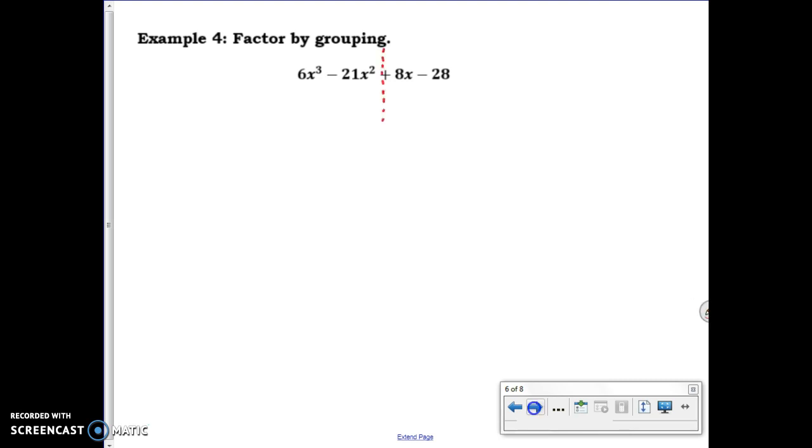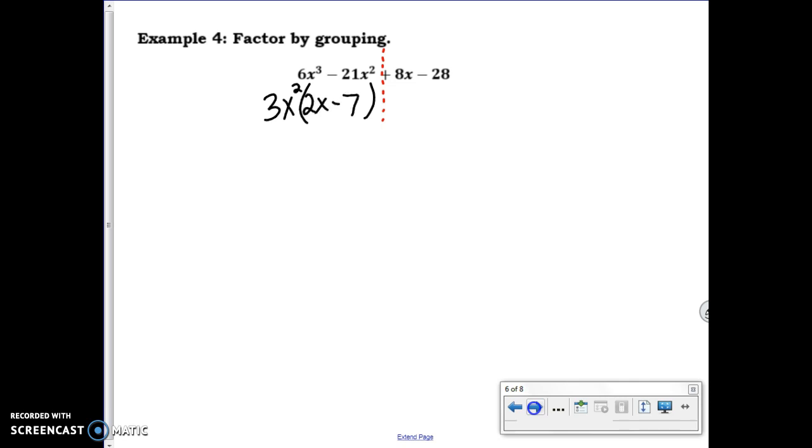So split it in two. Looking at the first two terms, let's figure out what our greatest common factor is. After looking at it for a second, I hope you're able to figure out that 3 is the greatest common factor between 6 and 21. In addition, they both have two x's, so I can factor out an x squared. If that's what I factor out, take a look at what we have left. I would have 2x minus 7 left.